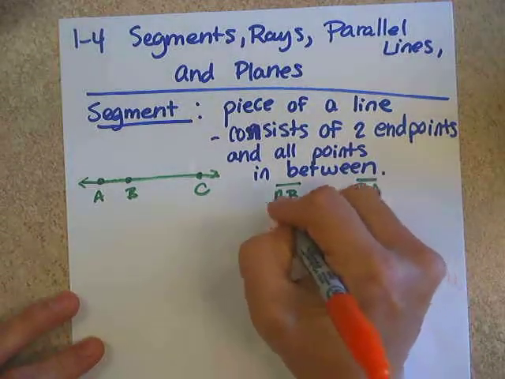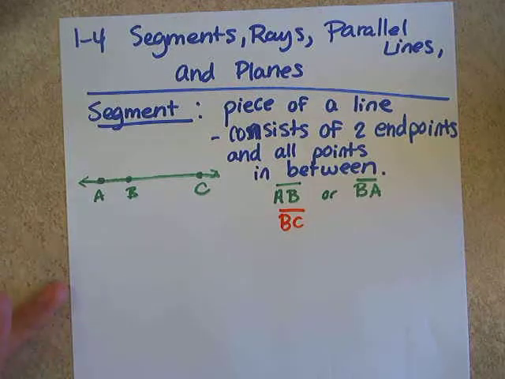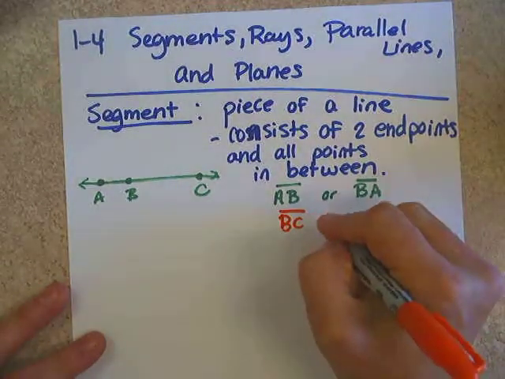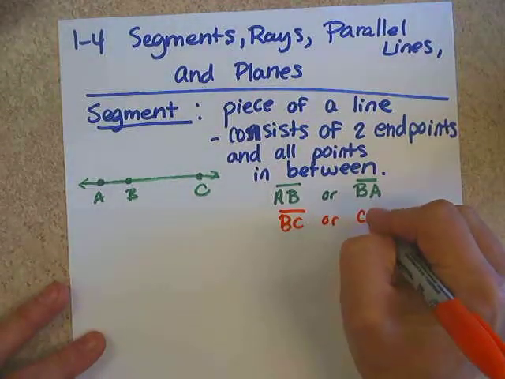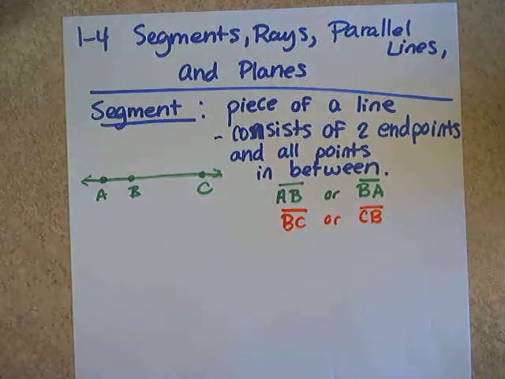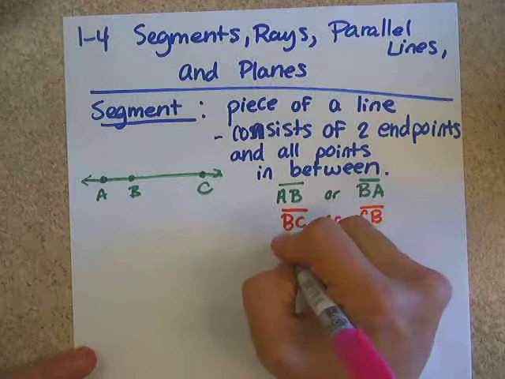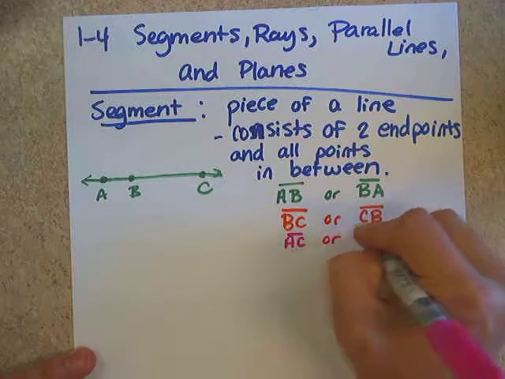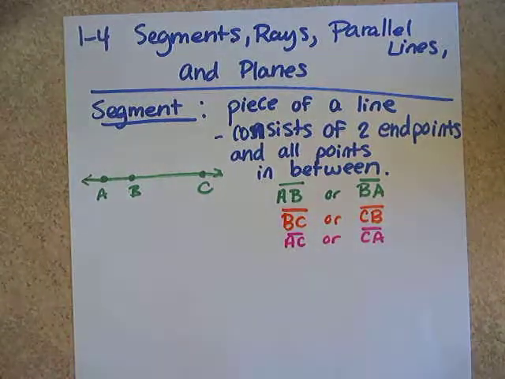We could also look at BC. Again, order doesn't matter, so CB names the same segment. But there's a third one that I have not named. What would it be? Yes, AC, or CA would be okay as well.